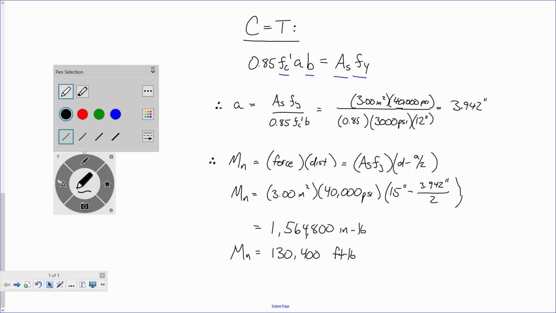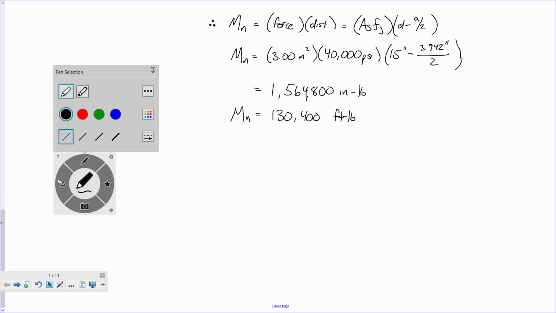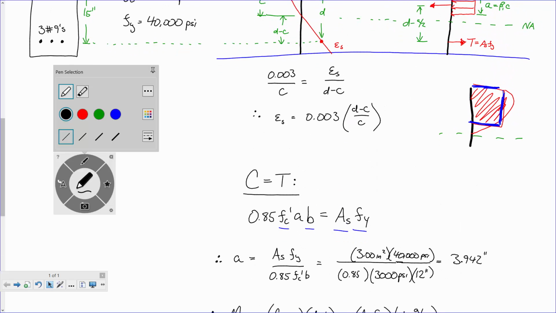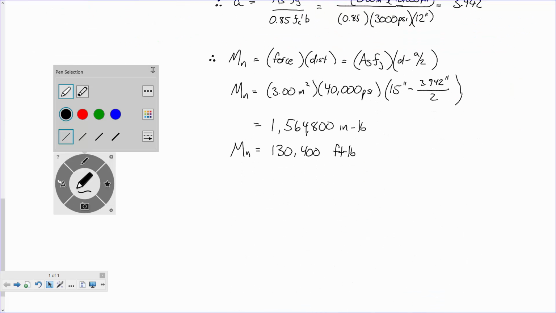Now you'd be tempted to take that M n equation and plug it in up top, but we're forgetting something, aren't we? We're phi M n. There you go. So we've got to figure out phi. Now how do we figure out phi? Strain. There you go. So in order to calculate the strain, we need C, right? Now how do we calculate C?